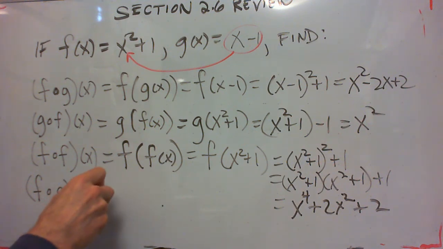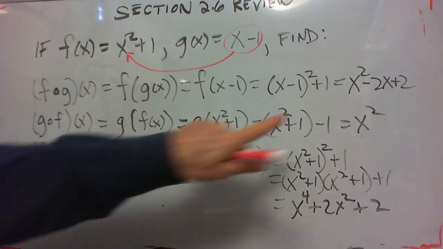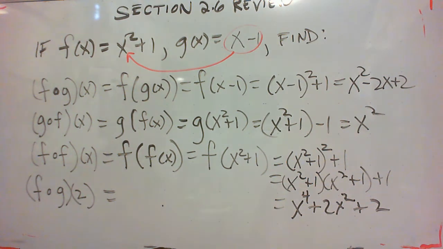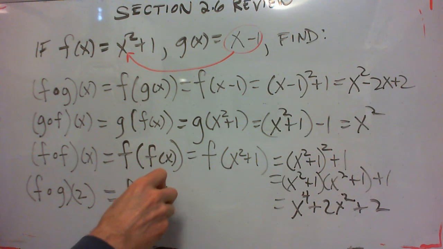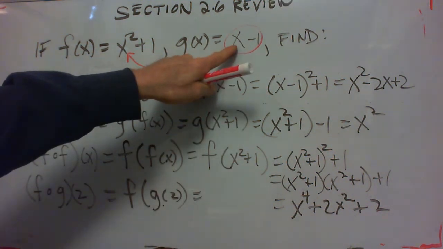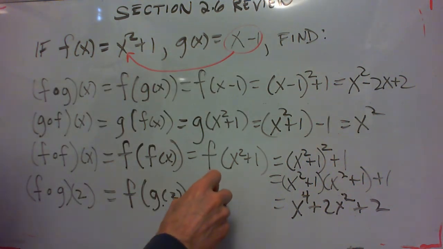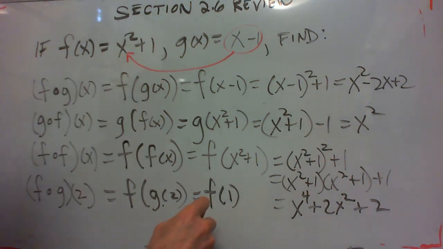Okay, last example, f in composition with g of 2. There's two ways you can do this. We could plug 2 into our answer that we found, the first answer. The other way is we're really taking f of g of 2. Well, g of 2 is 2 minus 1, which is 1. So we're getting f of 1. And f of 1 is 1 squared plus 1. And that makes 2.